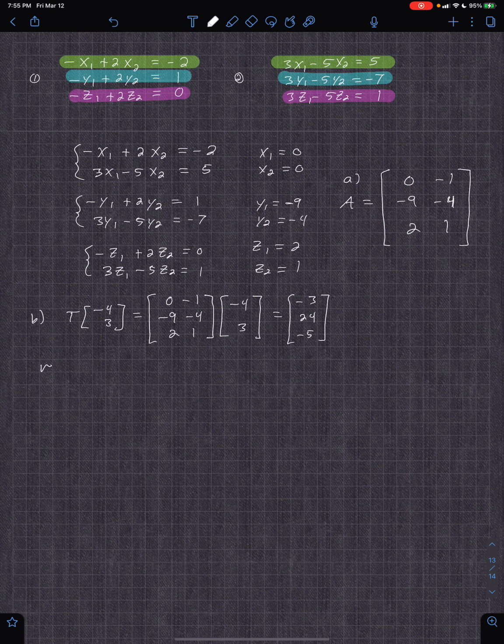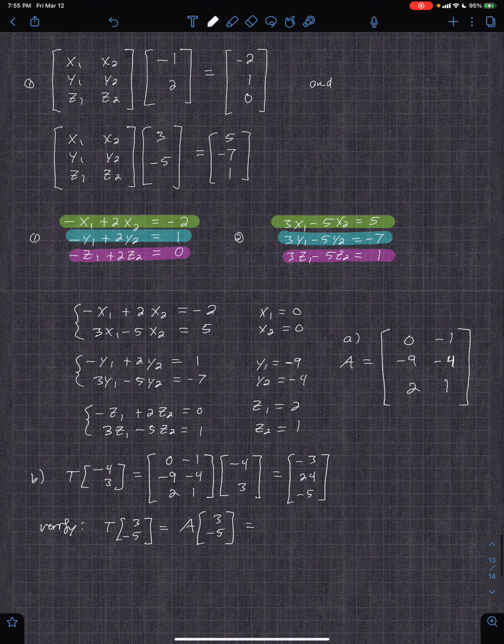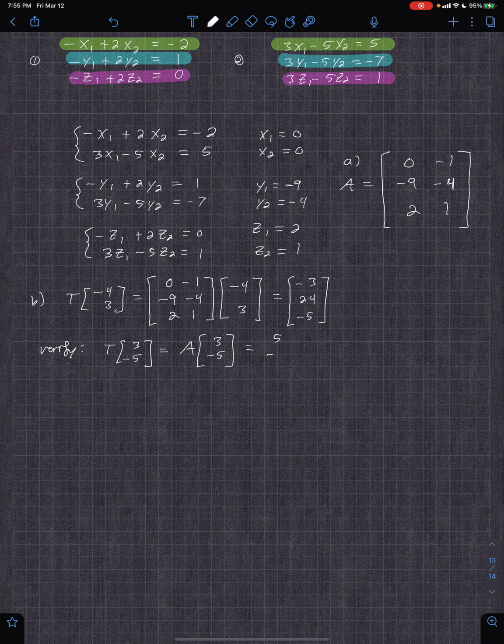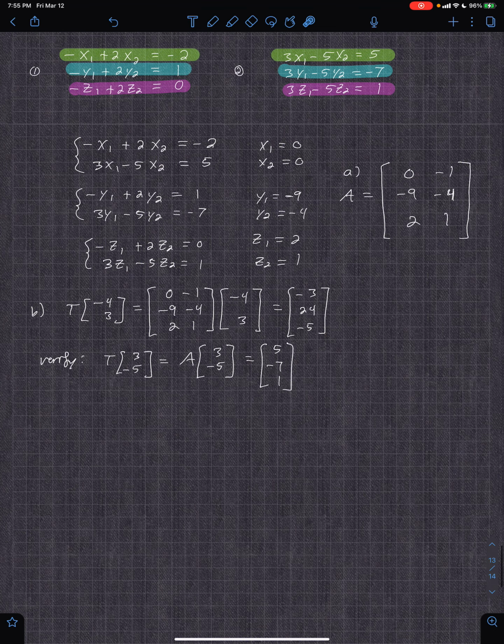Okay, then you can verify that it is working by doing the transformation of what's already given. So what was already given is 3, -5, and then it's A times that. So put in A, whatever that is, and then check to see what you should get. You should get 5, -7, 1. So it should be 5, -7, 1. And indeed, it works. So you probably would want to do this first to double check that you have the correct matrix.